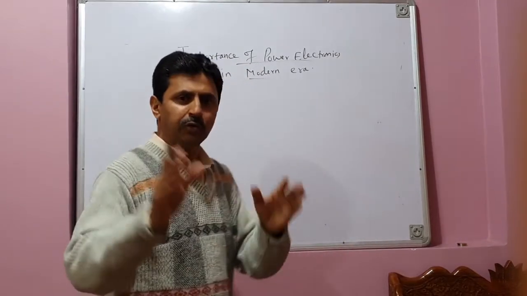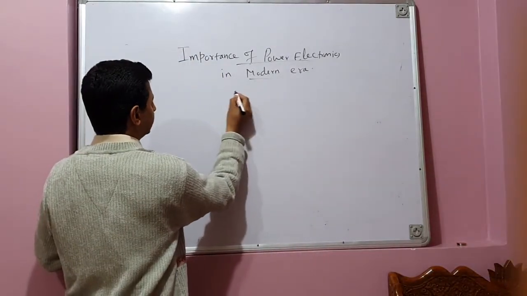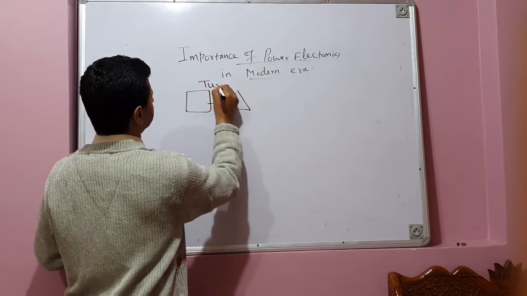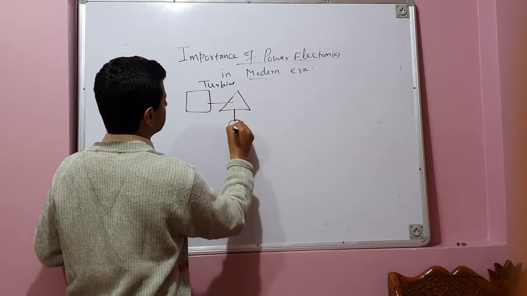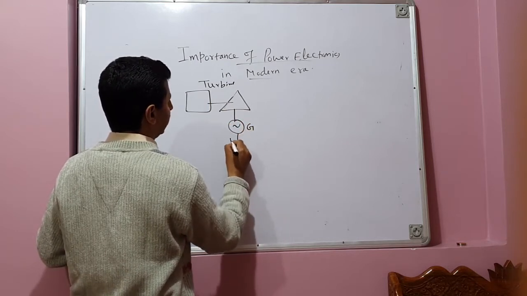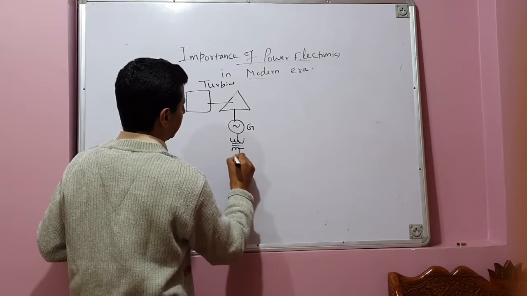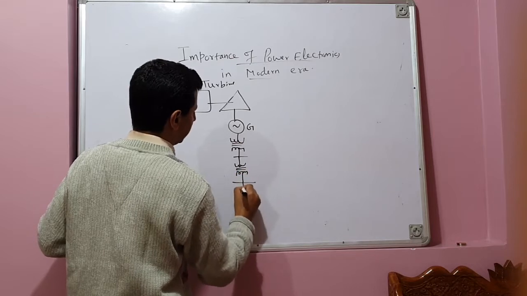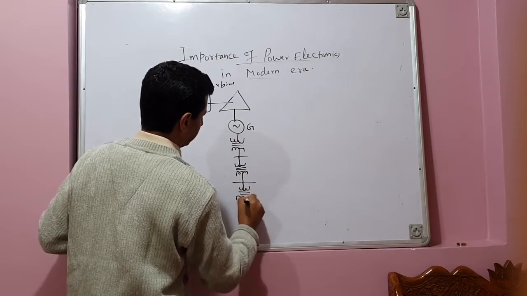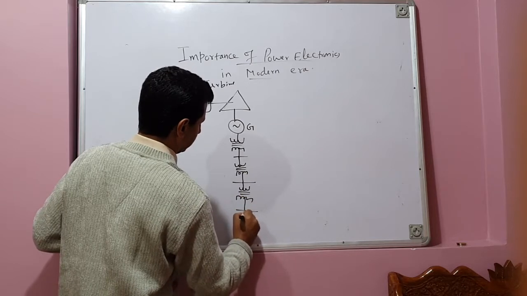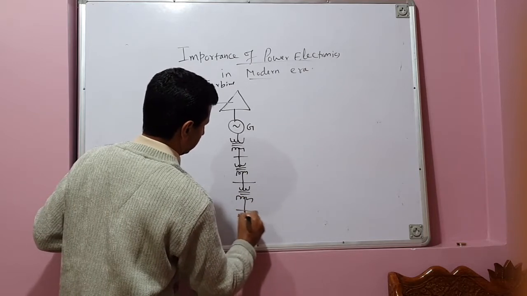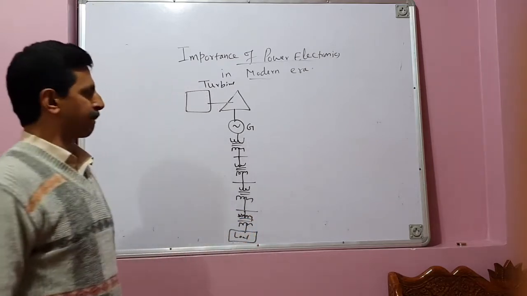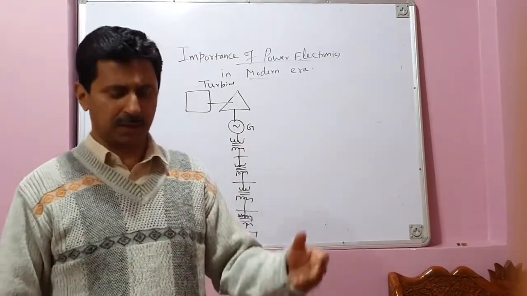Let me give you a simple example of a thermal power plant. I will draw the schematic of a thermal power plant. This is the turbine. This is the generator, which generates electrical energy. This is a step-up transformer, and these are the buses. Then there are various stages of transmission and sub-transmission and so on. And finally, this is the load. A simple schematic diagram of a thermal power plant.